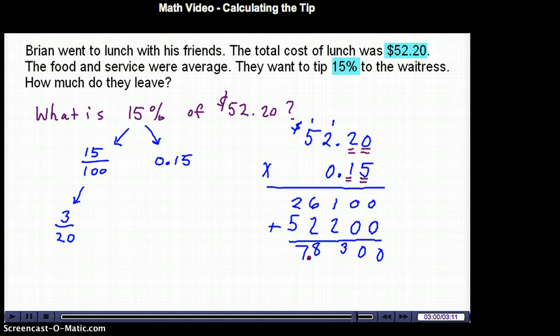And since we're talking about money, the tip should be $7.83.